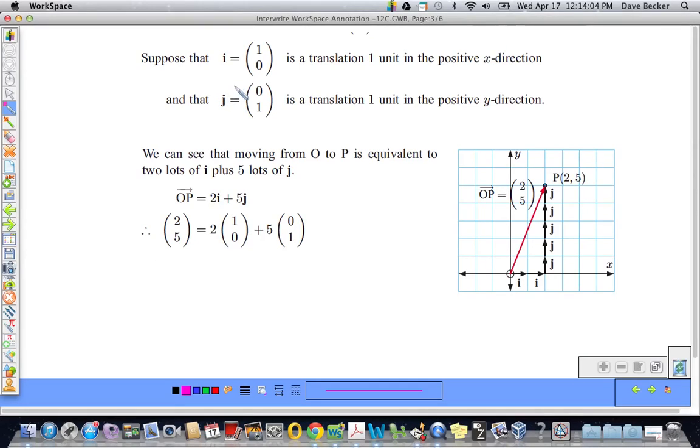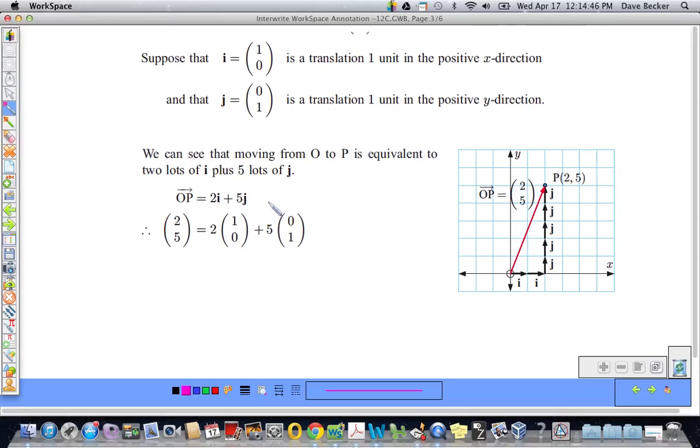And now we have two very special vectors, i and j. i is a translation 1 unit in the positive x direction, (1, 0), the positive x direction only. And j is a translation 1 unit in the positive y direction, so 1 unit is represented in the vertical position of the component form and no translation in the x direction. So if we moved 1 unit at a time, then we would move 2 i's to the right and 5 j's up to be able to draw the vector OP.